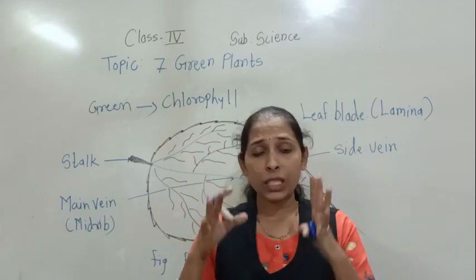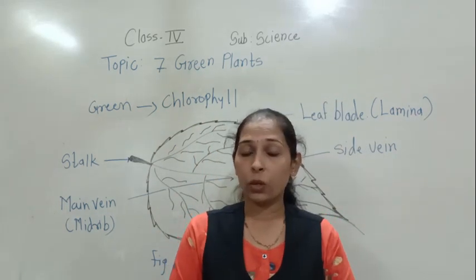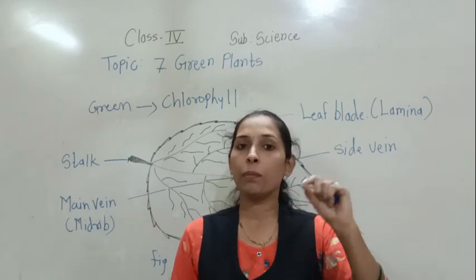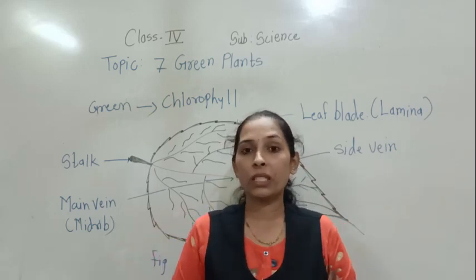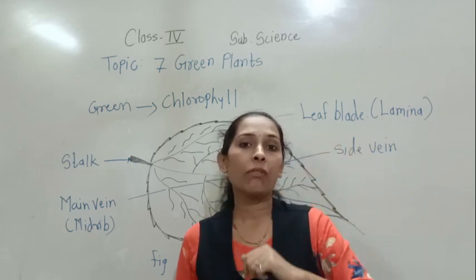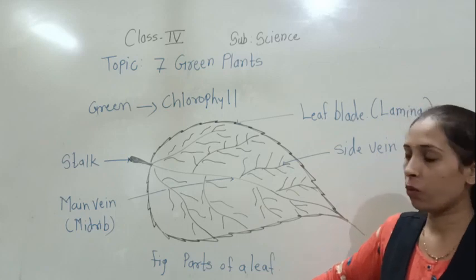The chlorophyll is present in the leaves only, and that is the reason the food can be prepared in the leaves only. In the upcoming session we are going to discuss how the leaves make the food, but before that we will discuss the parts of a leaf.